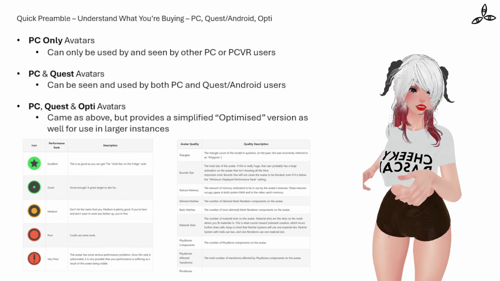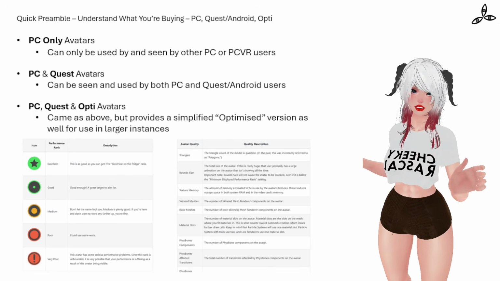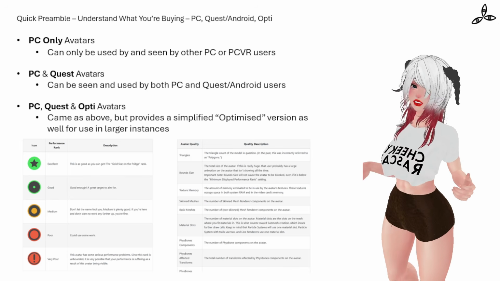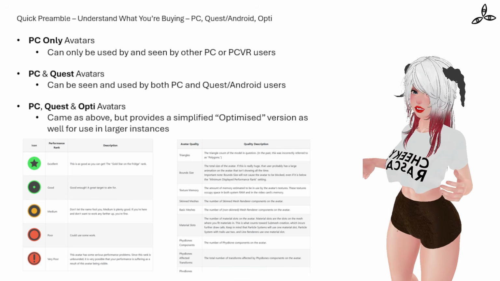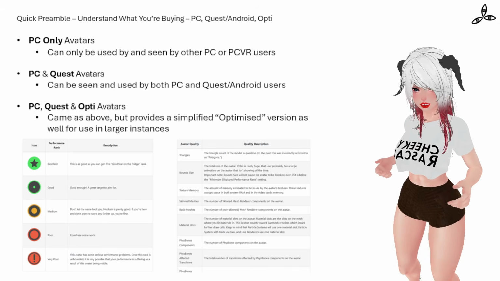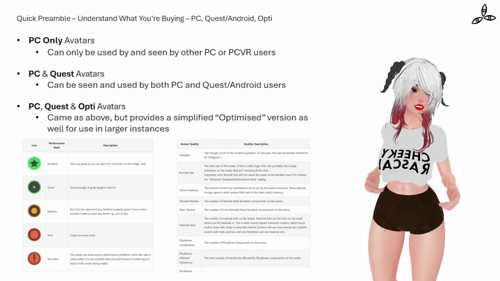And that's not very well optimized. They're great fun, and in smaller instances, maybe 20, 30 people, absolutely fine. But I would say that once you start wanting to go to the 80 player instances and above, an optimized avatar is really a good idea to have. In fact, it might even be a requirement to getting into these places.